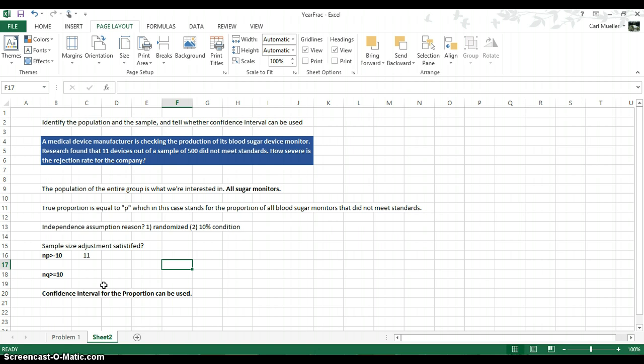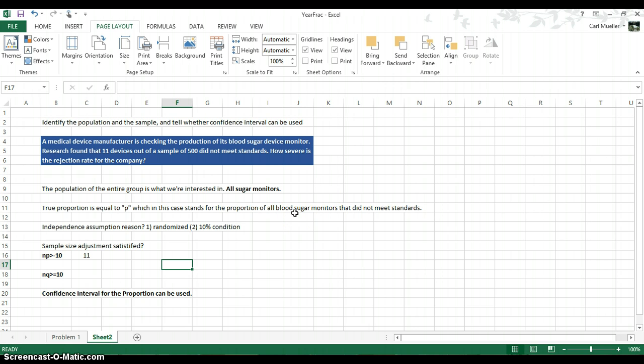So the population, the entire group, is what we're interested in. What is the population given in this question? It's all blood sugar monitors. And so the true proportion is equal to p, which in this case stands for the proportion of all blood sugar monitors not meeting the standards.